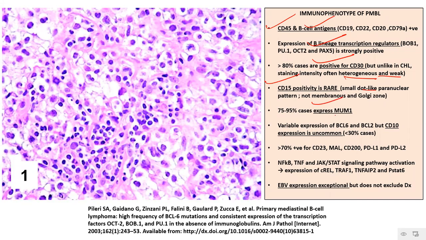Many of these cases will express the post-germinal marker, that is MUM1. There will be variable expression of BCL6, but CD10, which is the other germinal center marker, will not be expressed. You will have, in many of the cases, strong positivity for CD23, CD200, PD-L1, etc. EBV expression, however, unlike classic Hodgkin lymphoma, is exceptional in the case of primary mediastinal B-cell lymphoma.